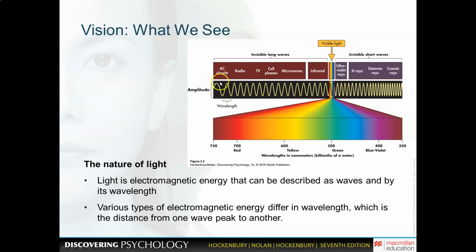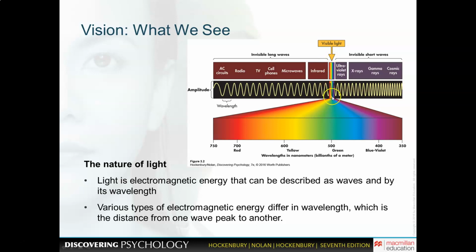You can see here these invisible long waves. These are very long waves. But then there's a little section right here called visible light. That's what we humans perceive. So we perceive just a very small segment of the entire spectrum. And as the waves get faster, they get into ultraviolet rays, X-rays, cosmic rays, etc. We cannot perceive those consciously.